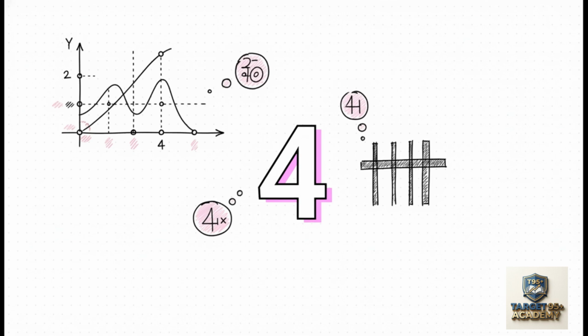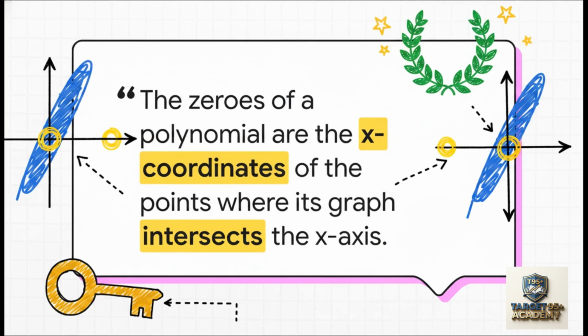Fantastic job. So if you take away just one thing today, please let it be this. Zeros are just a fancy math name for the x-coordinates of the points where the graph hits the x-axis. That is the whole secret. It's not about some big, scary formula. It's just about seeing where the picture hits that line. You've totally cracked the code.